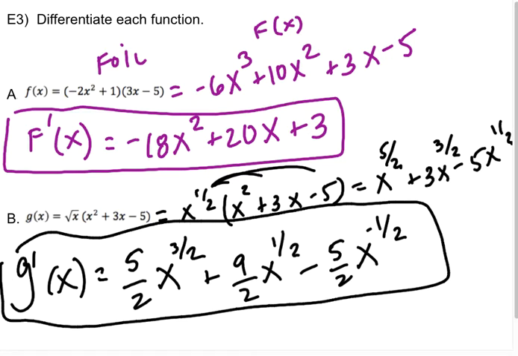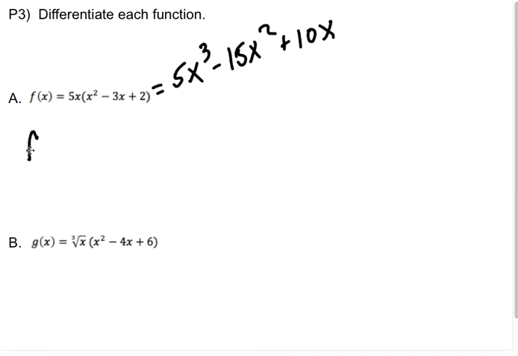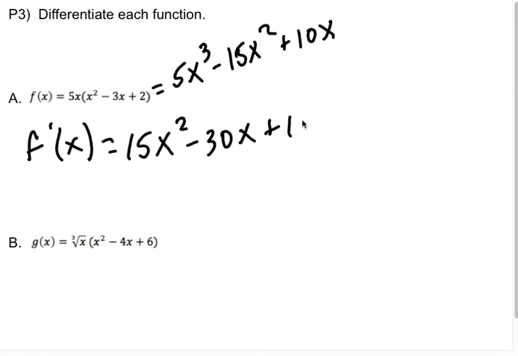All right, so let's go ahead and do a P3. Same idea, you're going to have to distribute before you can differentiate. So when I distribute this, I get a 5x cubed minus a 15x squared plus a 10x. Notice that's still f of x. F prime of x is going to be what happens when I apply the power rule to all three of these functions. So 15x squared minus 30x plus 10.